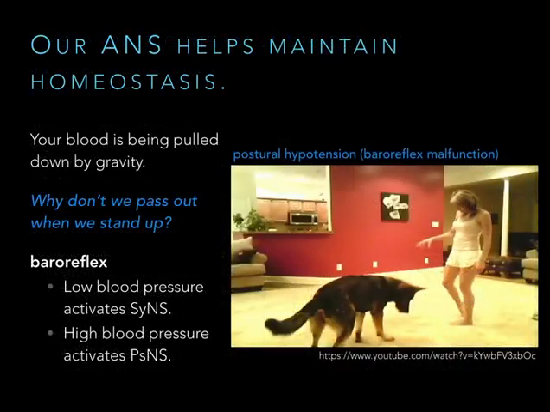Now, our autonomic nervous system is very, very important. You should be happy that you have one. I hope that you've thanked your autonomic nervous system. If you haven't, you really should, because it handles a lot of things that you wouldn't want to think about. Your sympathetic and parasympathetic nervous systems are working together to help you maintain homeostasis.